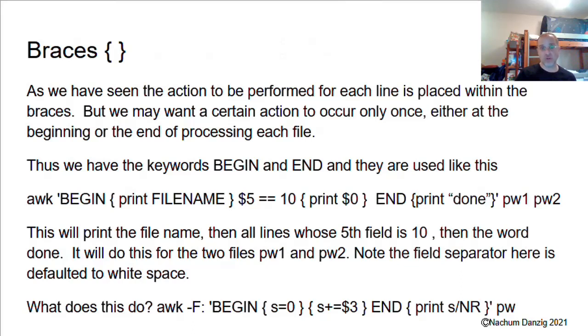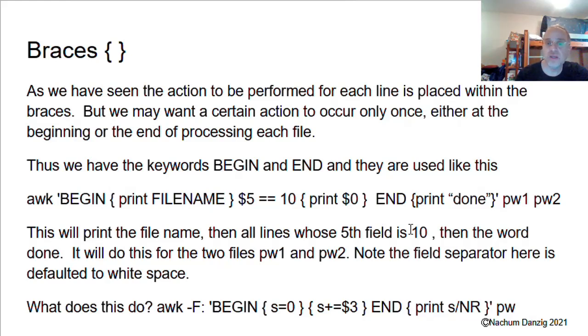But there's also the possibility of doing this: BEGIN, and then braces. What that means is do this only before you start reading the file. Only one time before you start reading the file. So what I'm going to do here is say print and then the special variable FILENAME. So before I start working on the file here, notice it says P1 and P2, 2 files. I'm working on 2 files. So it'll print first the file name, and then I'm checking. This is my check. If the 5th field is equal to the value 10 exactly, then print $0. So if $1 is the first field, what's $0? It means the entire row. Print $0 means the entire row.